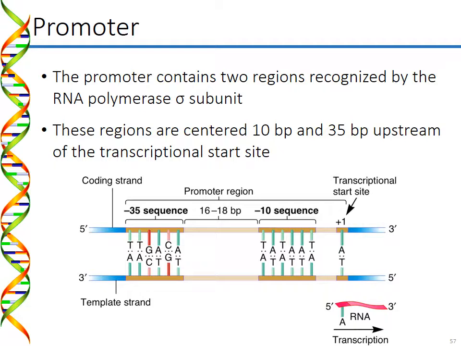And then the -35 sequence is not surprisingly centered at approximately -35. So 35 base pairs upstream of the transcription start site. And here we see in the example that sequence is TTGACA. And again, one of those middle nucleotides most likely would be right around -35.